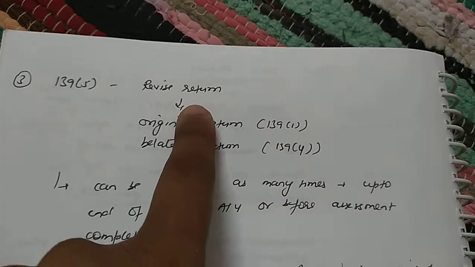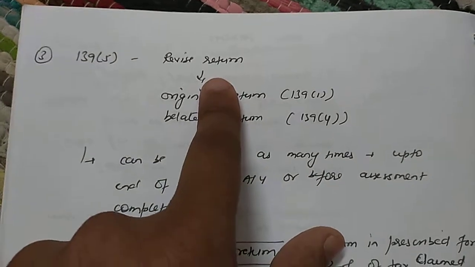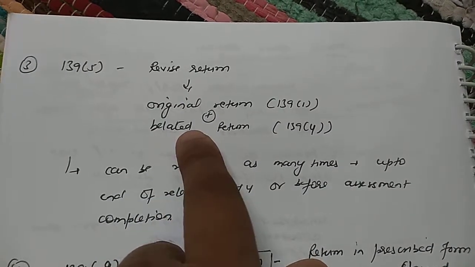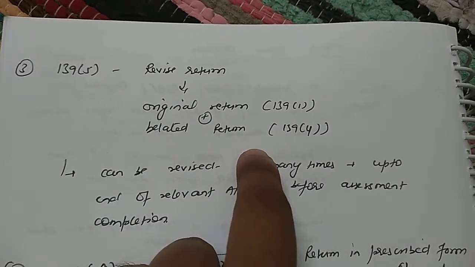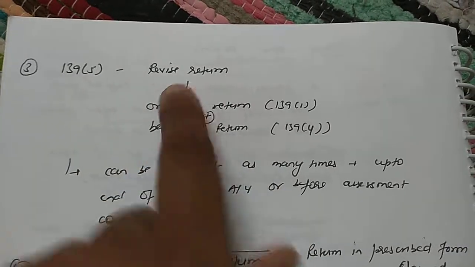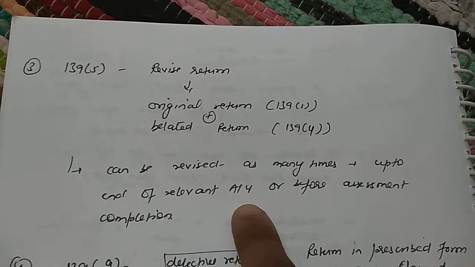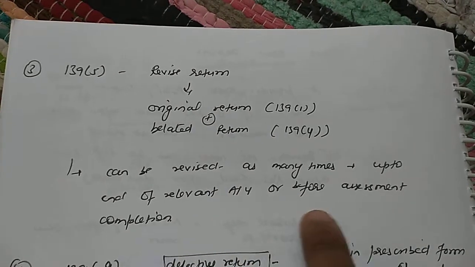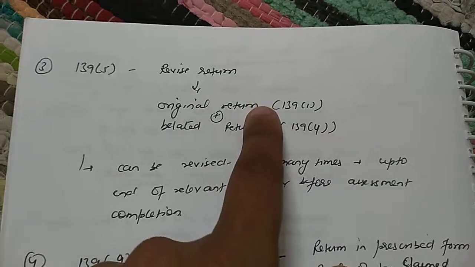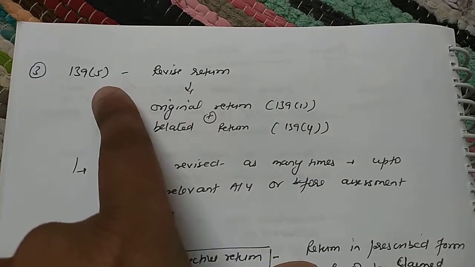And what is a revised return basically? If the assessee finds any error while submitting the original return or the belated return, and the time period within which the return can be revised, that is the end of the relevant assessment year or before the completion of assessment, has not passed, then he can revise his return of income under section 139.5.